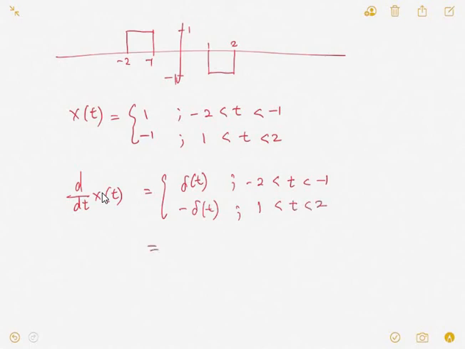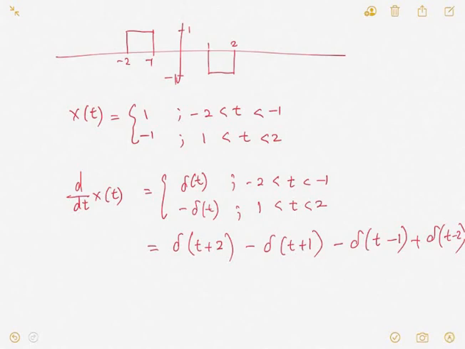And then if you want to write it in the form of the unit impulse function, you get delta t plus 2, minus delta t plus 1, minus delta t minus 1, plus delta t minus 2. Okay, so this is written in terms of the unit impulse function.